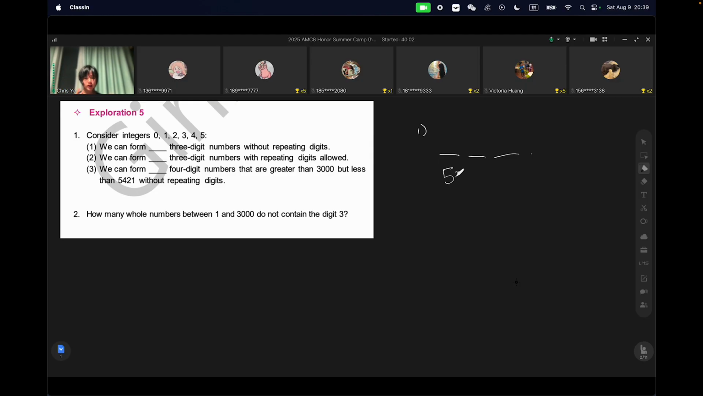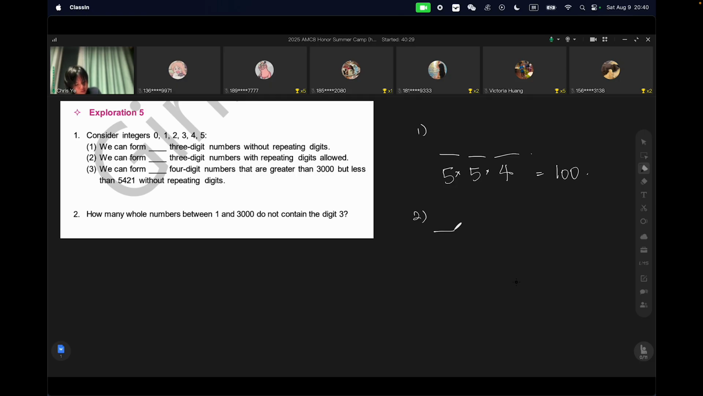And then in the second place, 0 can be in this one. So let's say that we have 5 as the 100th digit. Then the 10th digit can either be 0, 1, 2, 3, or 4. So there are going to be 5 choices for the second one. And the last one, there will be 4 remaining numbers left. So the answer will be 5 times 5 times 4 equals 100.